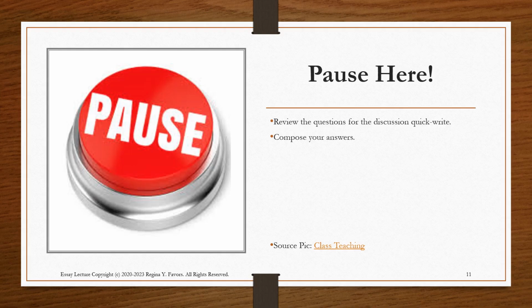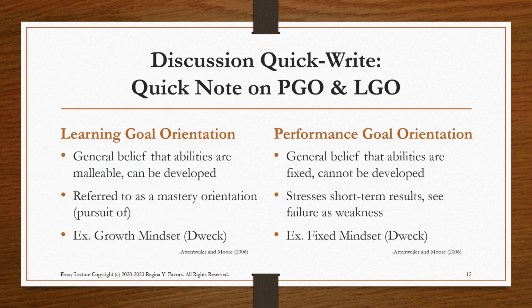So pause here for a minute and just review those questions again for the discussion quick write and then compose your answers. So looking at learning goal orientation and performance goal orientation, we understand for the LGO the general belief that abilities are malleable and can be developed, referred to as a mastery orientation. Think about growth mindset. You've been exposed to Dweck's changing our mindset chart, and so think about it as having a growth mindset. For performance goal orientation, that is the general belief that abilities are fixed and cannot be developed.